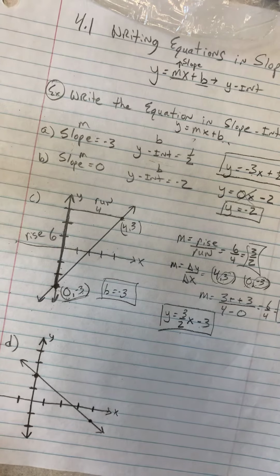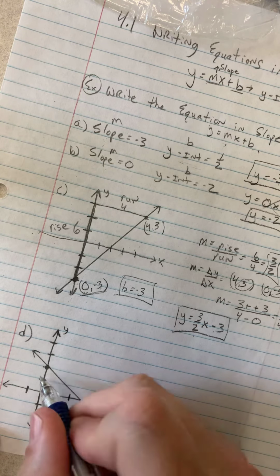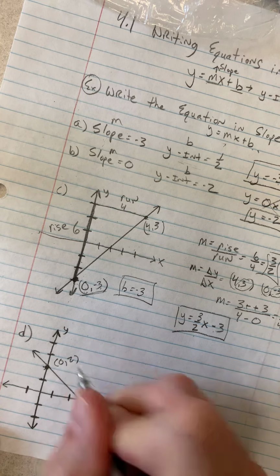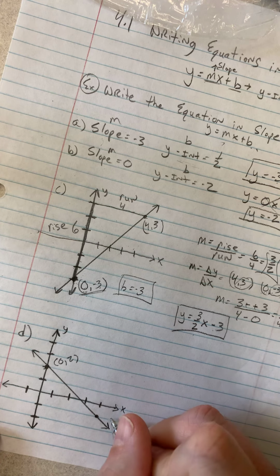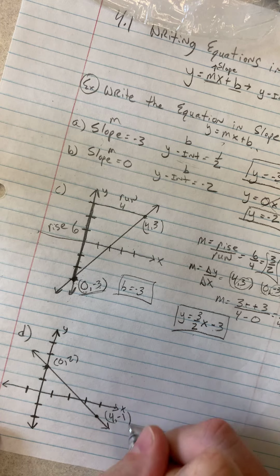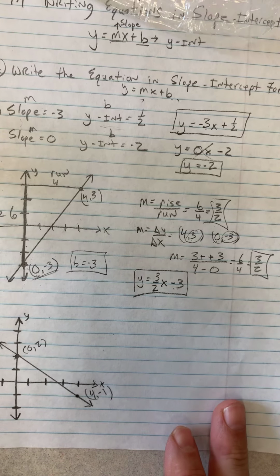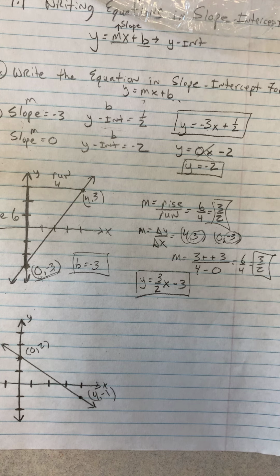Okay, there's another line. I will tell you this point right here lies on that line, the ordered pair 0, 2. And this point 4, -1, also lies on that line. Write the equation. Go ahead, pause the video, take a second, and find out.